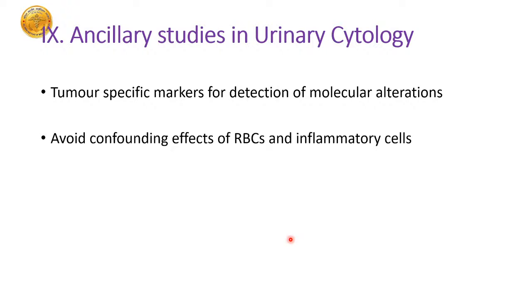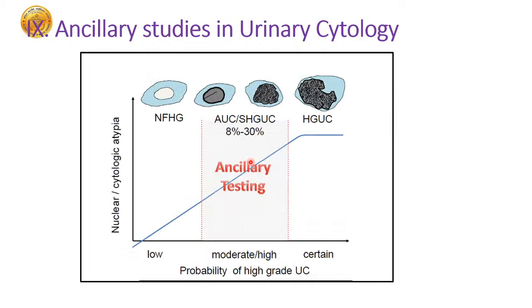This is just to tell you that these are relatively specific for molecular alterations in bladder cancer, and they avoid the confounding effects of RBCs and inflammatory cells. But it also has another side to it: BK polyoma virus and some others, if you don't have such histories, may light up on FISH. I've already told you, it is not required in negative for high-grade urothelial cancer, or in high-grade urothelial cancer. Where does it have a role to play? The moment you say atypical urothelial cells, and this, as I've told you, has a wide range of reporting, actually from 2 to 30%. Next slide, please.